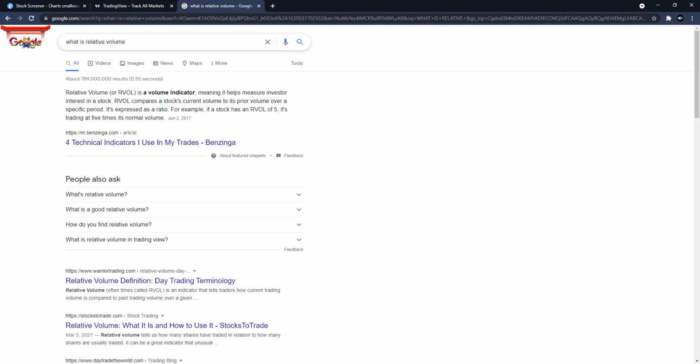See that we already have searched that up for you guys. So relative volume, or R vol, is a volume indicator, meaning it helps measure the investor's interest in a stock. R vol compares a stock's current volume to its prior volume over a specific period. It's expressed as a ratio. For example, if a stock has an R vol of 5, it's trading at 5 times the normal volume.